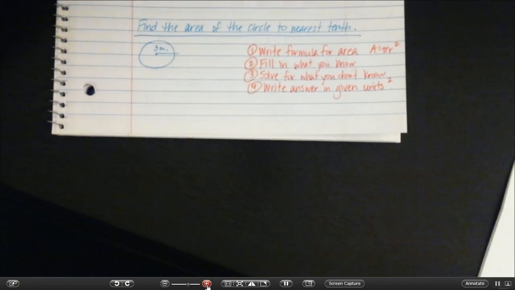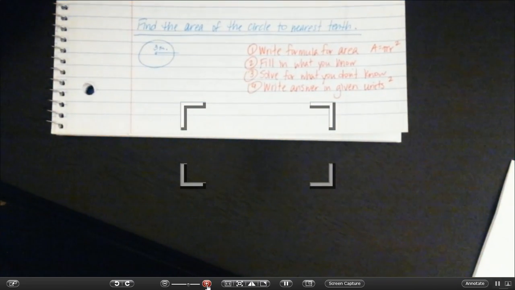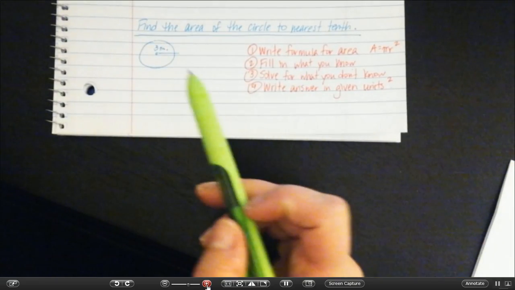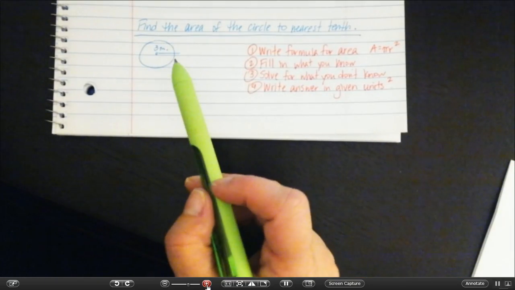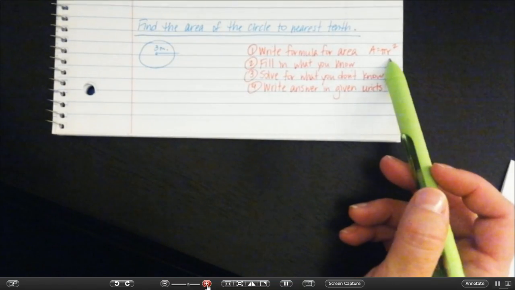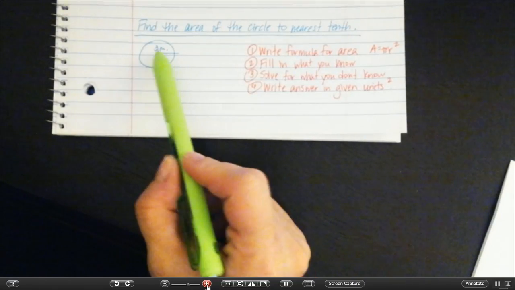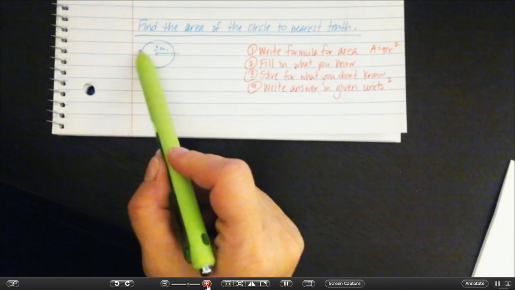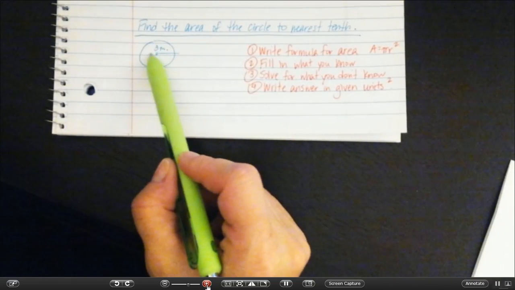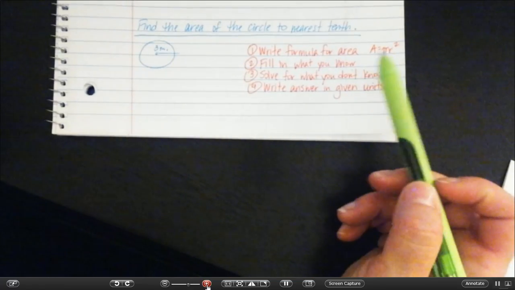Now, find the area of the circle to the nearest tenth. So if I'm going to find the area of this circle to the nearest tenth, I need to know the formula for area. It's pi r squared. Remember, pi is that special number that's related to circles. It's the ratio of the circumference of a circle to the circle's diameter. And it's always 22/7. Or you could call it 3.14.